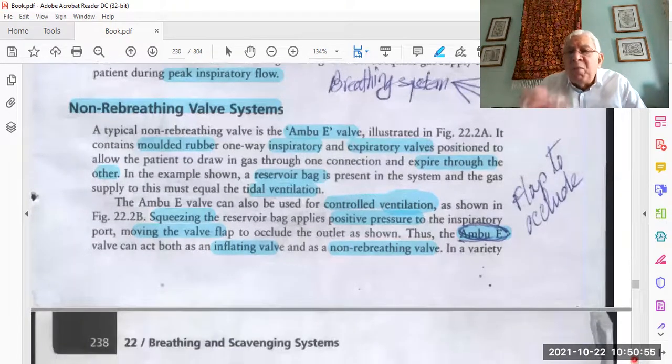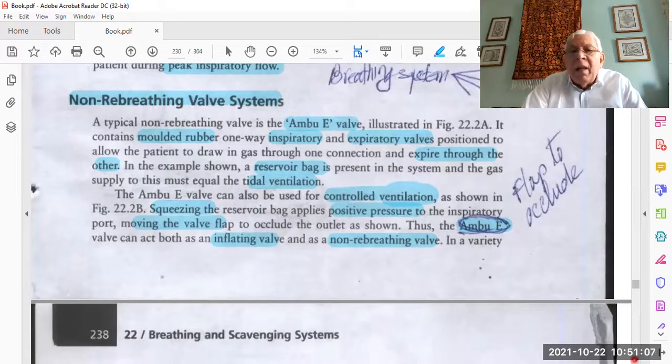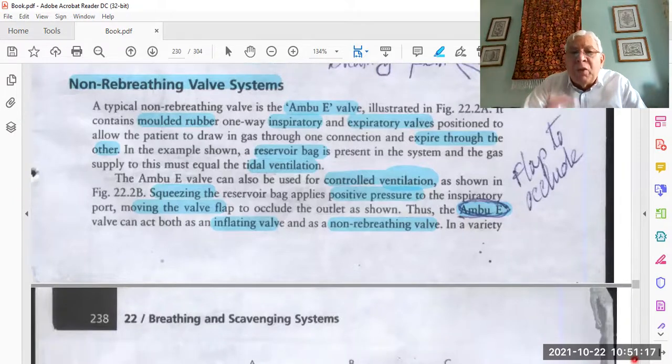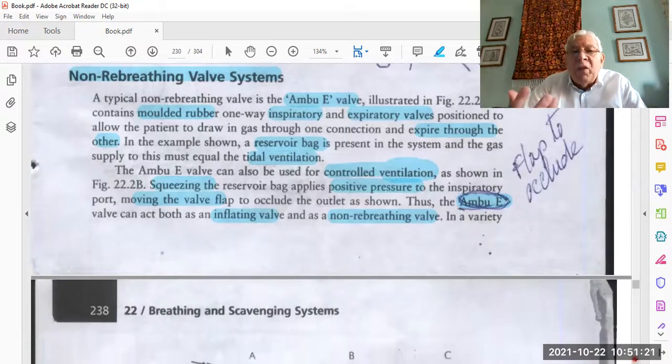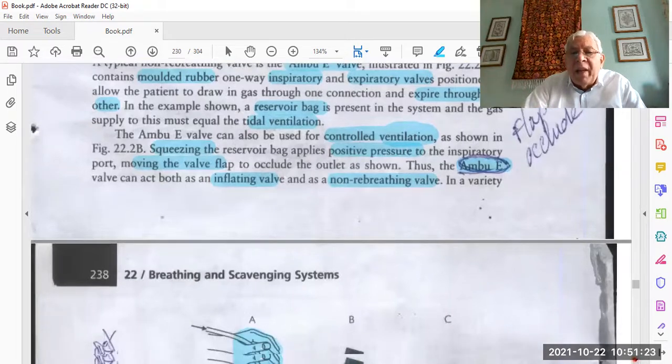Of course, we will discuss the second method of system in anesthesia, which is the non-rebreathing valve. It's made of molded rubber valves, inspiratory and expiratory. The commonest is the AMBU E, the AMBU E non-rebreathing valve, which can be used in emergency, and it can also be used for controlled ventilation. It is truly a non-rebreathing valve. We can also utilize the addition of a bag.